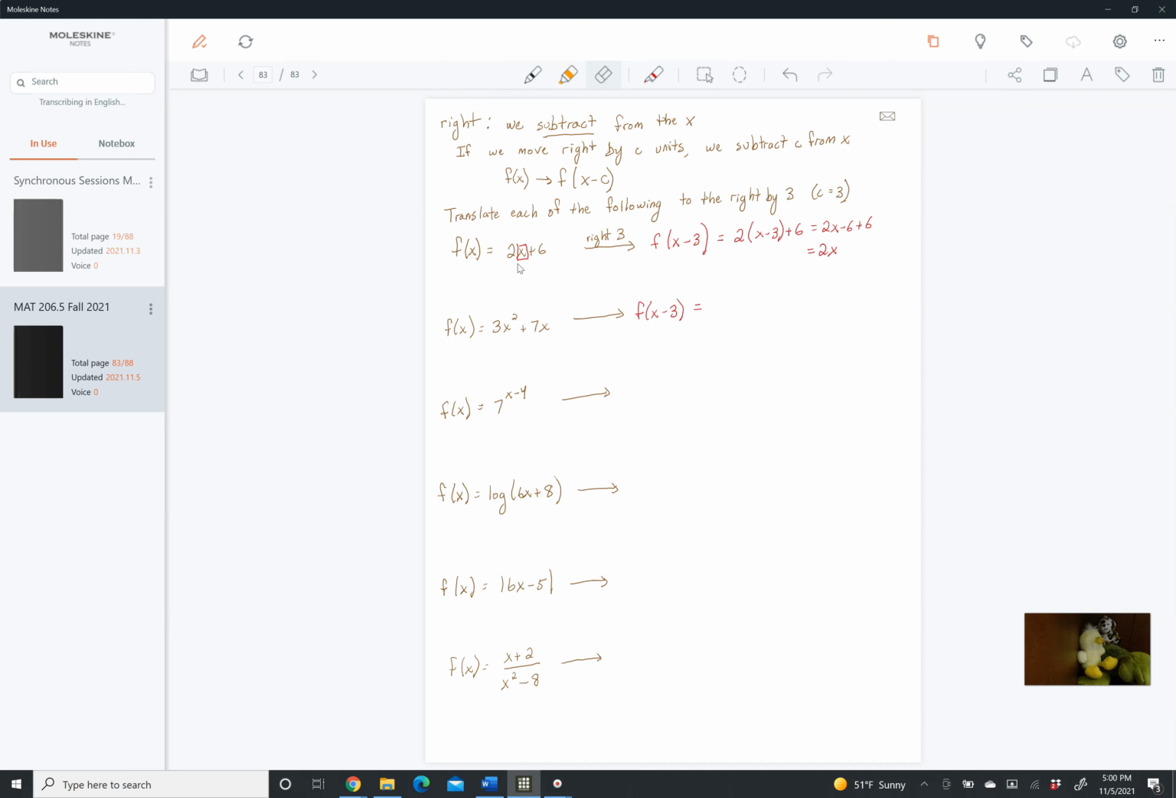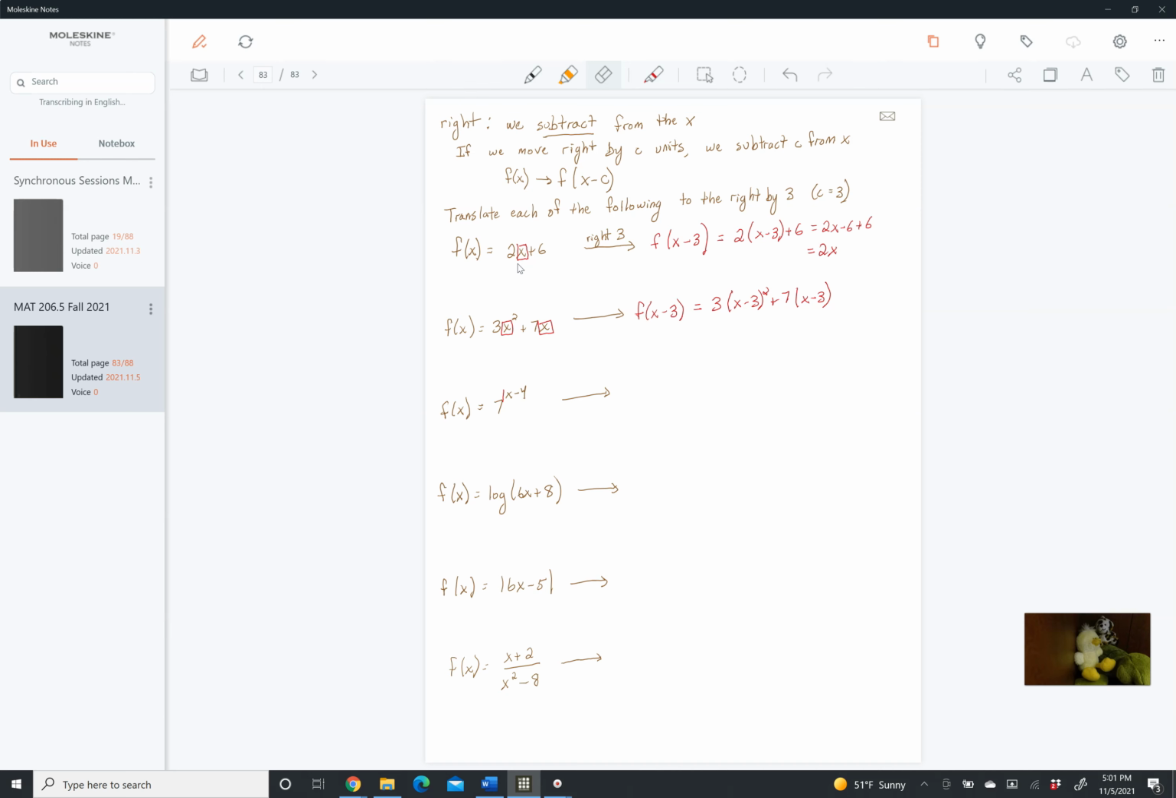So remember, this is saying every input should be replaced by x minus 3. So we have 2 inputs here. We have this one, and we have this one. So we have a 3, and instead of x squared, it's going to be x minus 3 squared. And then we have a plus 7, and instead of x, it's going to be x minus 3. And here again, there's no great purpose in simplifying, so unless I asked you, you don't have to. I'm not testing your algebraic skills right now.